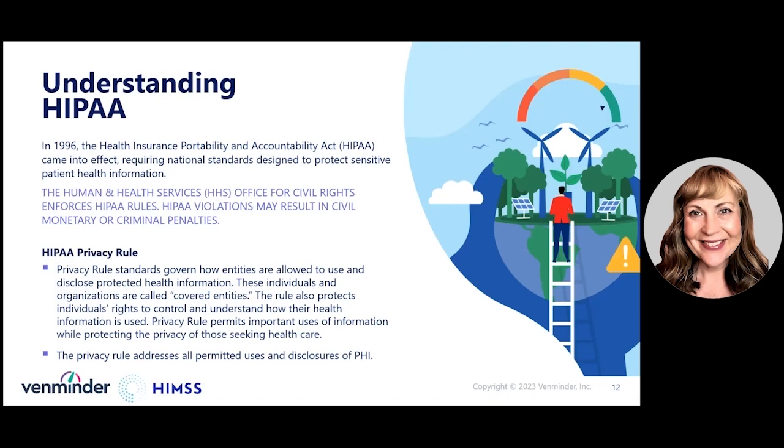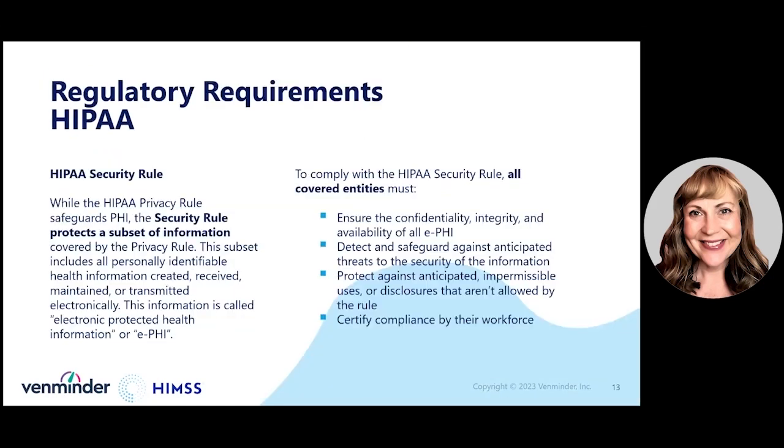So if there's any violation, organizations can expect either civil or monetary fines or even criminal penalties, depending on how bad the situation is. Now, the first part of HIPAA involves the HIPAA privacy rule, and this standard governs how all entities are allowed to use and disclose protected health information. It's also about making sure that individuals have the right to understand and control how that medical information, or PHI, is used.